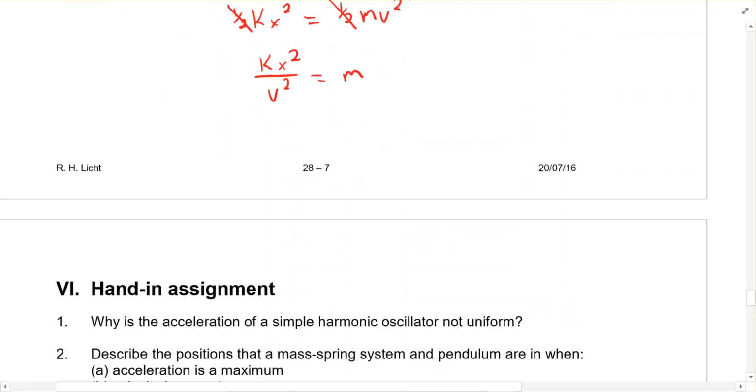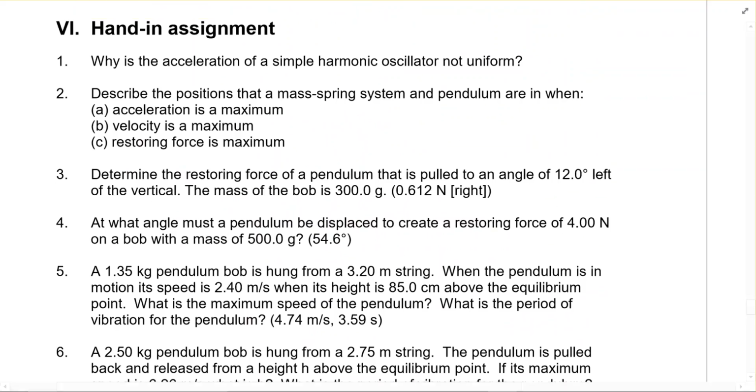Okay, so that's going to be it for the practice problems. Go ahead and do the hand in the sun.